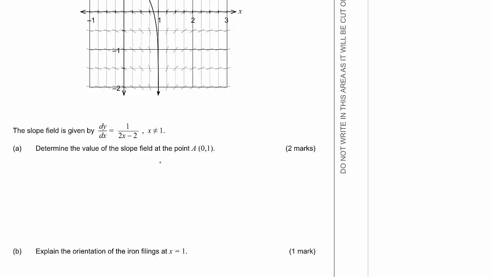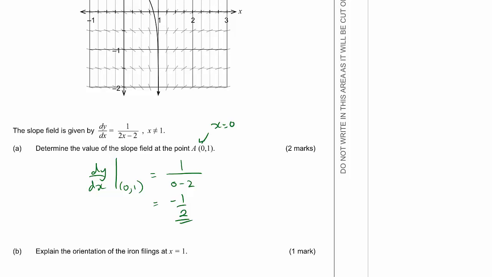Determine the value of the slope field at (0, 1). So here x equals 0. So dy/dx evaluated at (0, 1) is just going to be 1 over 0 take away 2, which is negative a half.